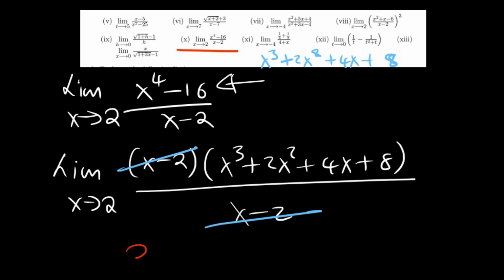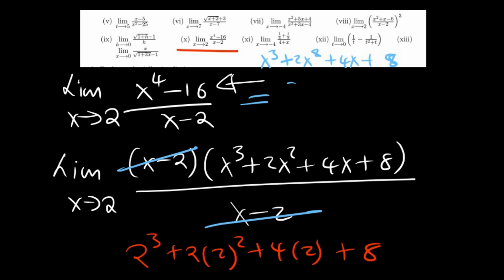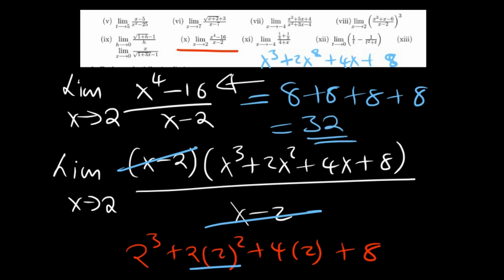So we have 2 to the power 3, 2 times 2 to the power 2, 4 multiplied by 2, plus 8. So 2 to the power 3 is 8, 2 squared is 4 times 2, that is 8 again. This is 8 again. That is 8 again. So 8 times 2 is 16, times 2 is 32. So that's how you handle this question. Simple and straightforward.